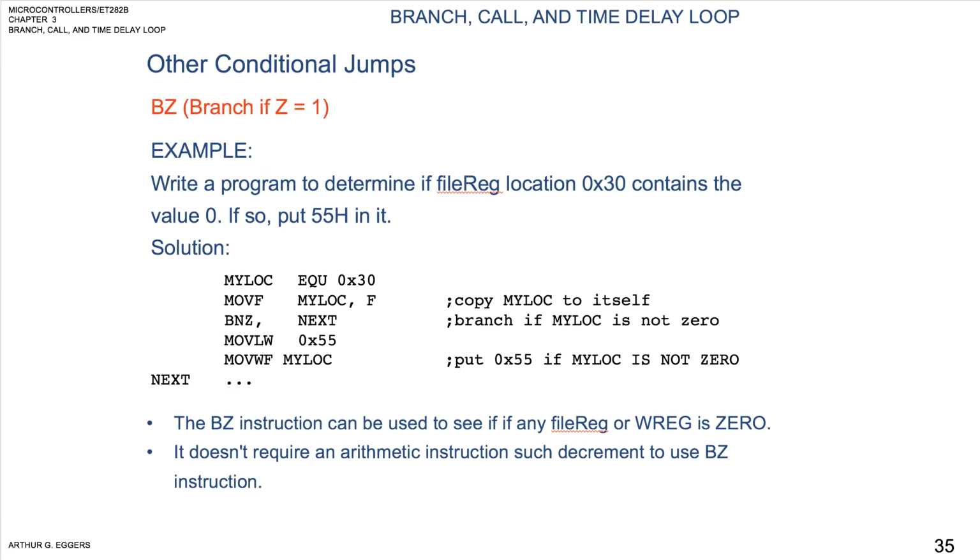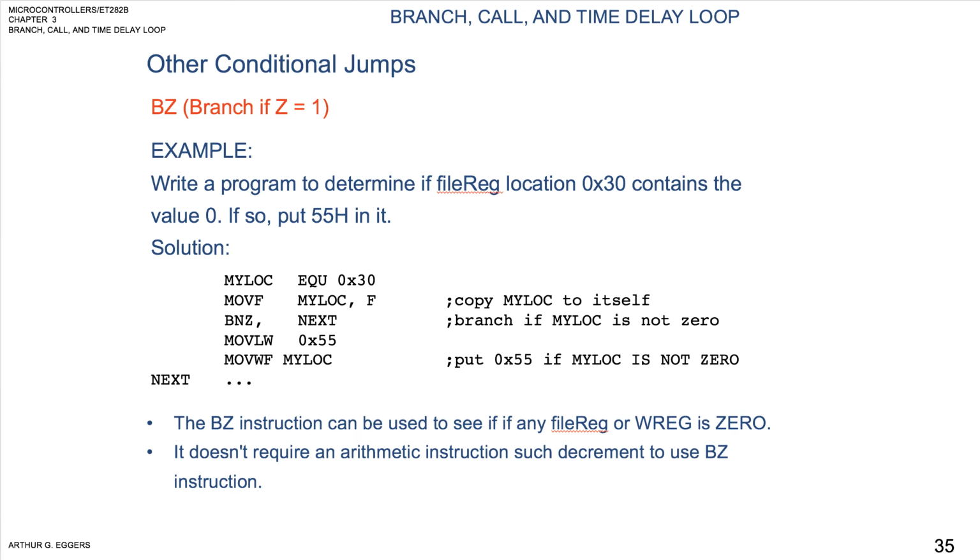So in looking at the solution here, we've got a label, my location, equated to 30, and then we're going to do a move to the file register where we copy my location then to itself. So although it's a move command, we're actually copying it to itself. The BZ, branch if Z. Next then is a branch. It's telling it my location is not 0. So if it's not 0, then we go next.